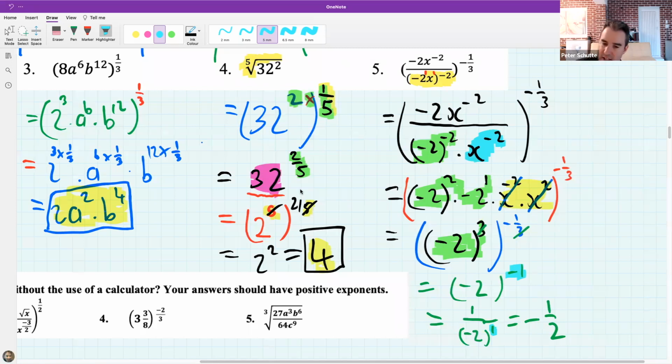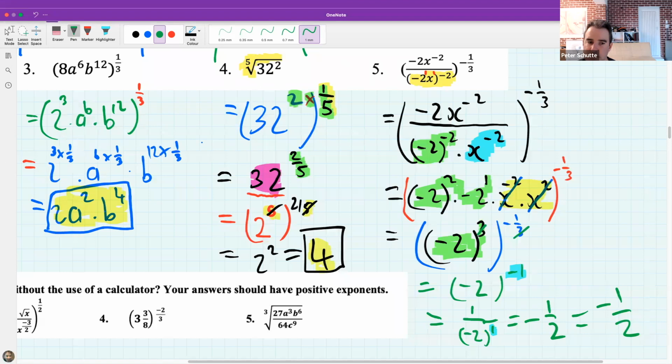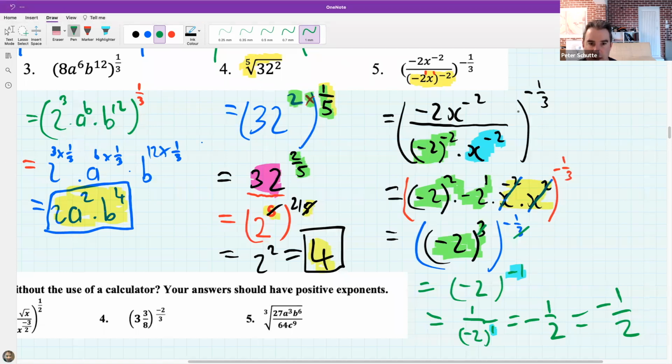It's not wrong to leave it in the denominator. So one of the questions was, can you write this as -1 over 2? That's completely, utterly correct. Perfectly fine. Okay, so take a screenshot now if you need to. That was a genuinely tough question.